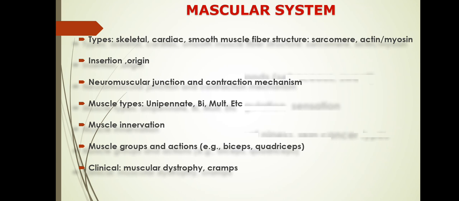Talking about the muscle types, there's a video in my playlist here which talked about the muscle types: the unipennate muscle, the bipennate muscle, the multipennate muscle, the circular muscles. All those different types, the fusiform muscles, you have to know them.